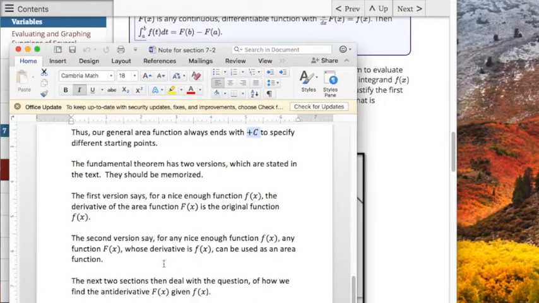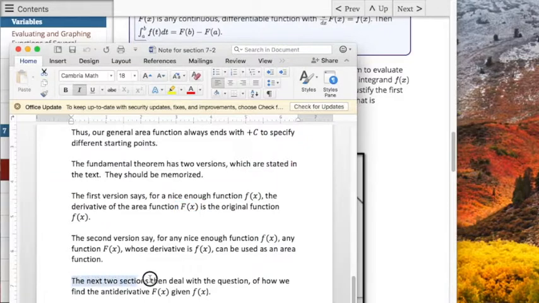And so they go back and forth between the two. The area function is an accumulation. The basic function, so think of this as speedometer and odometer. You accumulate from the speedometer to get how far you've traveled. The rate of change of how far you've traveled is how fast you're going. The second version says for any nice function and any function whose derivative is the original function, so any antiderivative, we can use it as an area function.